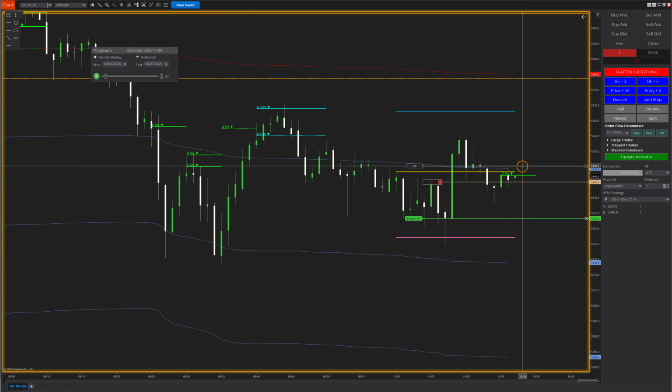I'm going to enter 3 contracts. Put this back a little bit in case it wicks up. Now this could do a lot of things here, so let's see what happens. Don't do that. That's not what we want. Uh-oh. It's right at the POC. I think it's a valid trade. There we go. That's what I want to see.